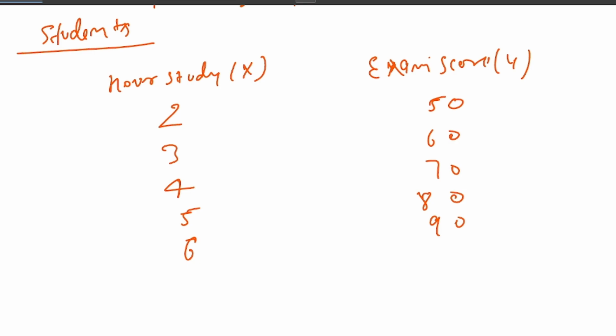First, without calculating the covariance, what can we say about this data? We can say this is a positive covariance. Why? Because if the study time is increasing, the exam score is also increasing. If the study time is decreasing, then the exam score is also decreasing, right? So without calculating, we can say that this is positively correlated data. But we are taking this as an example, so we will calculate and see.